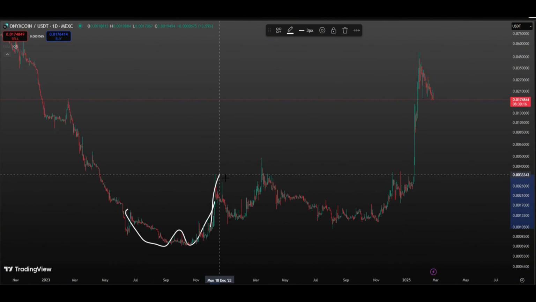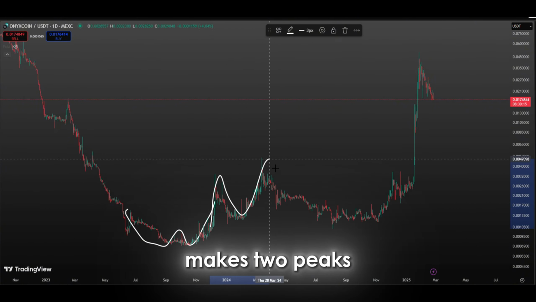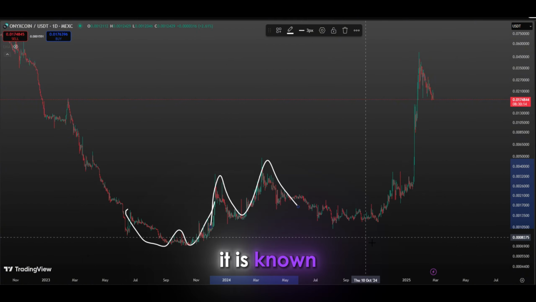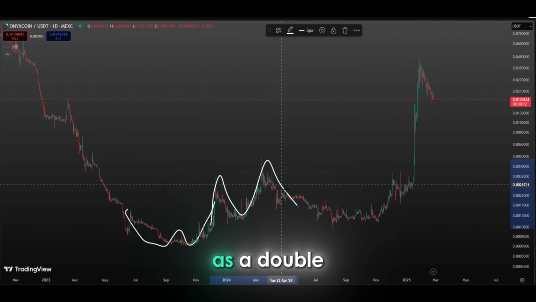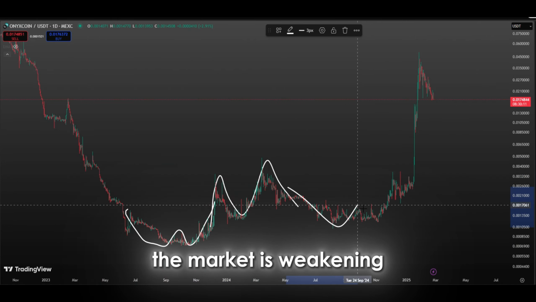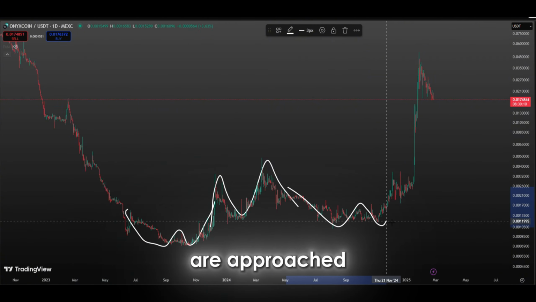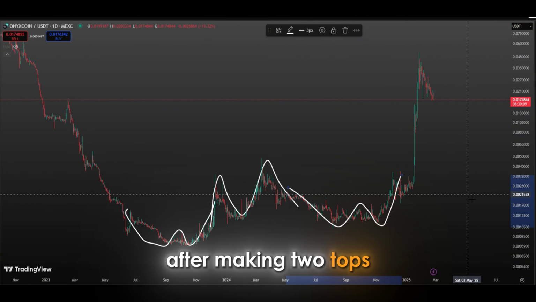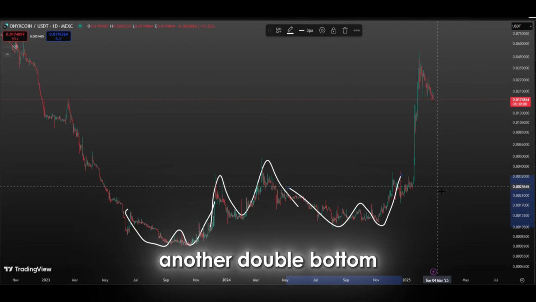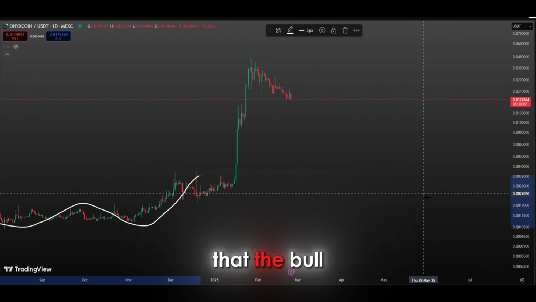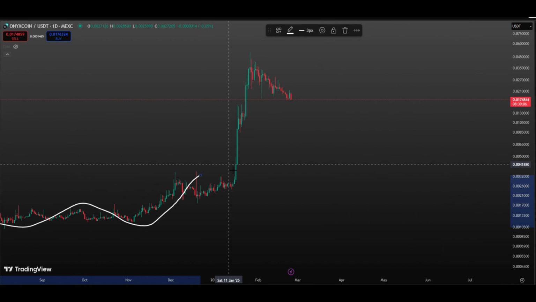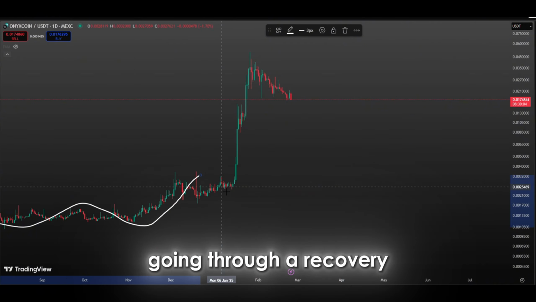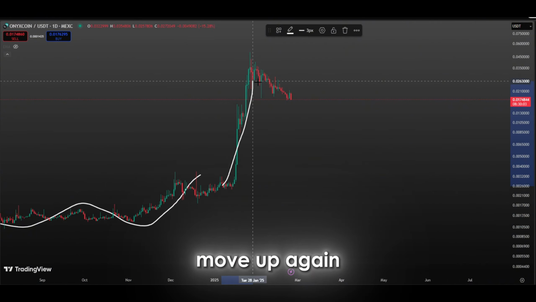When the price makes two peaks followed by a decline, it is known in technical analysis as a double top pattern, which indicates that the market is weakening as resistance levels are approached. After making two tops, the price makes another double bottom and moves upwards, indicating that the bull trend in the market is strengthening. This phase signals that the market is going through a recovery and starting to move up again.